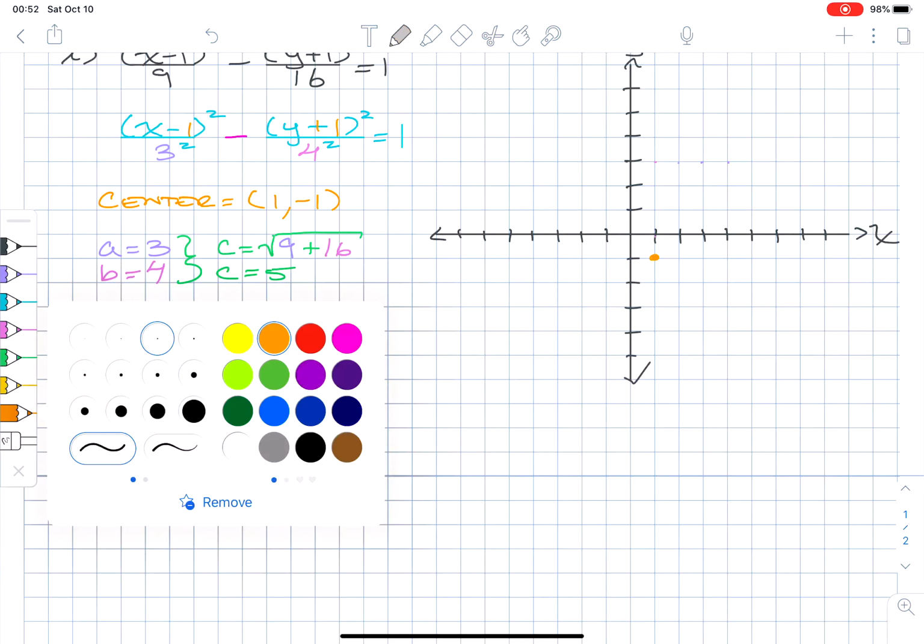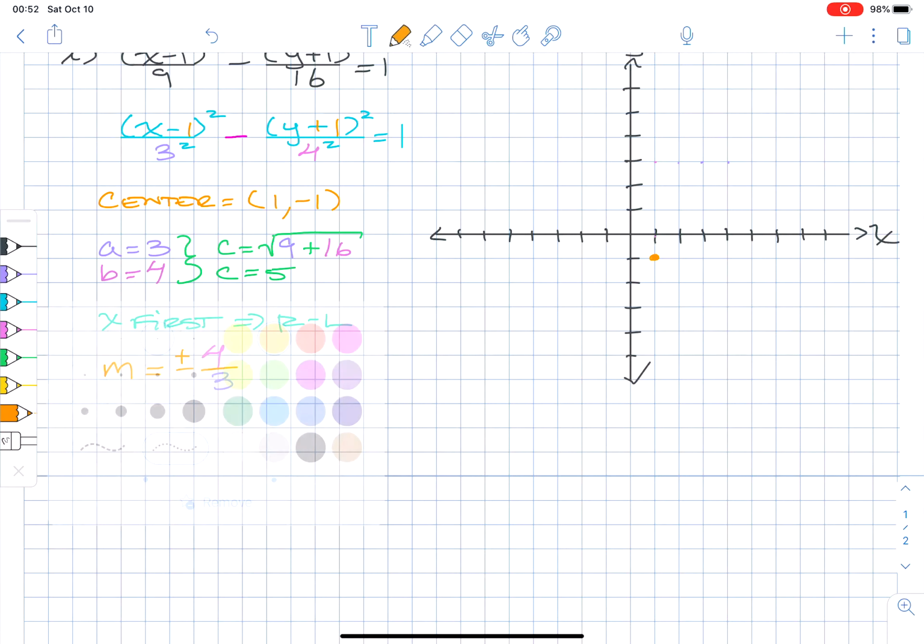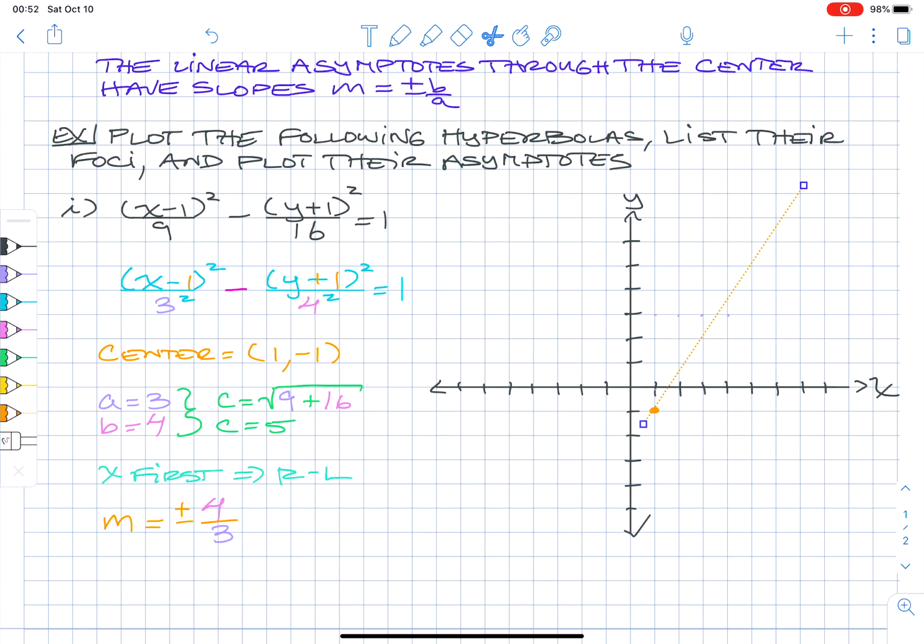So I have a line that has a slope of positive 4 over 3. Well, I guess I could use this and make it correct. There we go, 4. Okay, there we go, something like so. Let's make this a bit longer. Like so, something like that. Okay, so there's one asymptote.